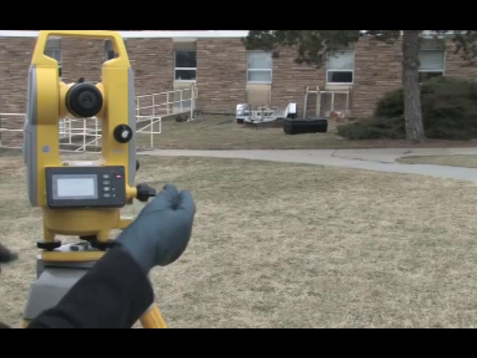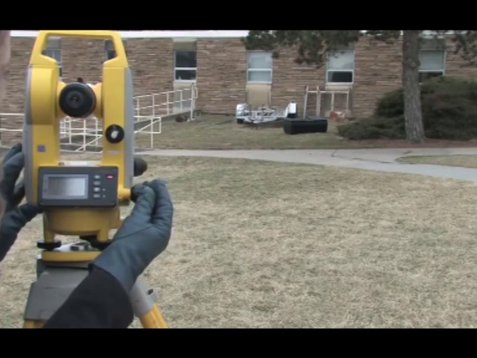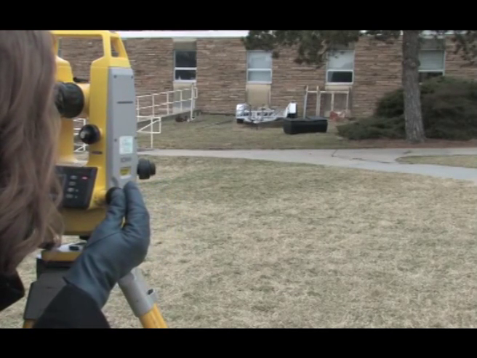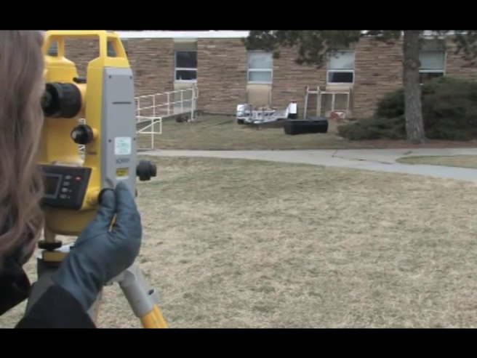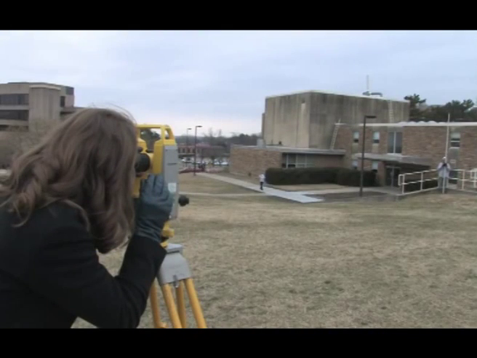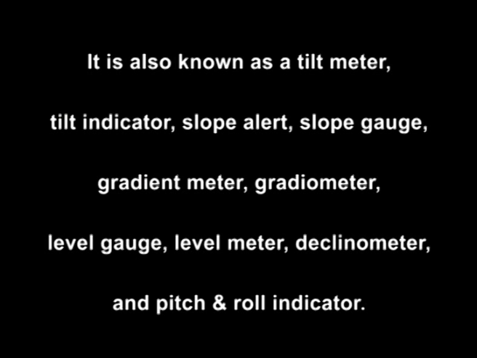Introduction. A clinometer is an instrument for measuring angles of slope or tilt, elevation or depression of an object with respect to gravity. It is also known as tilt meter, tilt indicator, slope alert, slope gauge, gradient meter, gradiometer, level gauge, level meter, declinometer, and pitch and roll indicator.